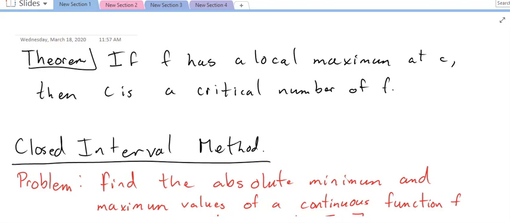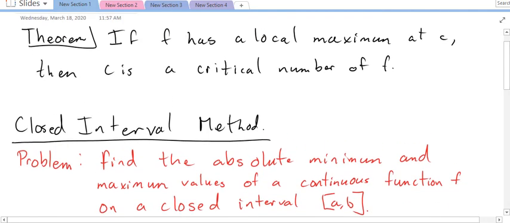So building on the work we did last time with maximums, minimums, and finding critical numbers, we're going to a couple of theorems and a method for finding absolute mins and maxes. So the theorem is that if f has a local maximum at c, then c is a critical number of f. So this is important for us to remember here. We saw this in the last video, that critical numbers tell us information about these local mins and maxes. And here we're just formalizing that.